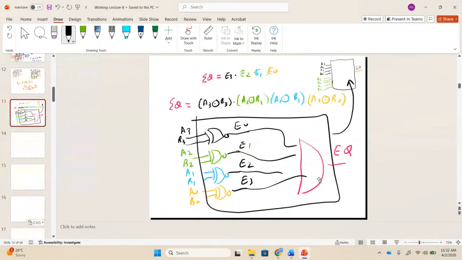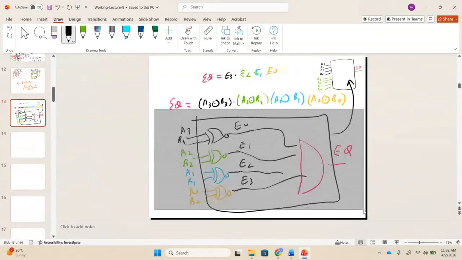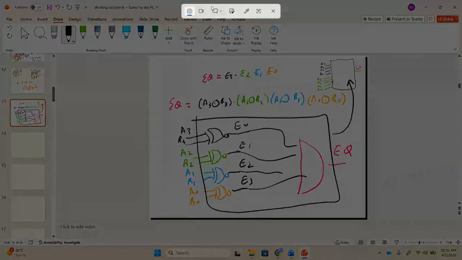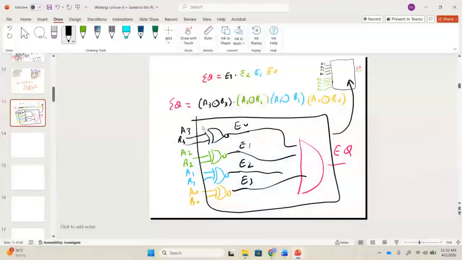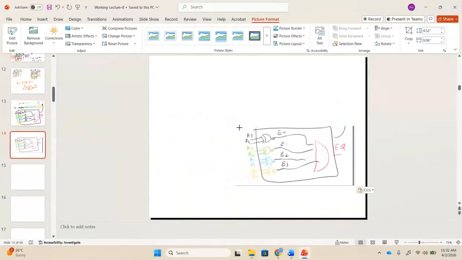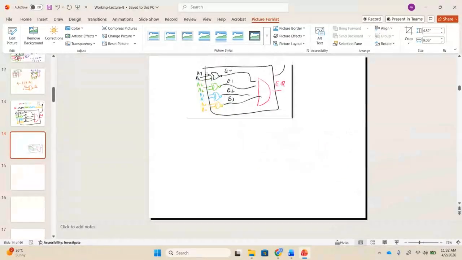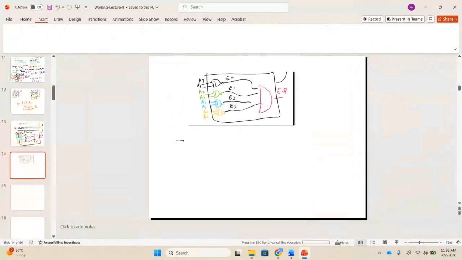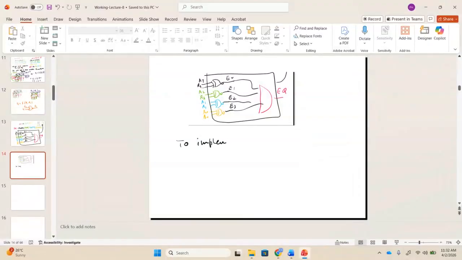Okay, now what I'm going to do now? I'm going to do the same thing. Okay, so to implement a 4-bit equal operation, can we generally say, how many exclusive NOR gates do we need? Help me.